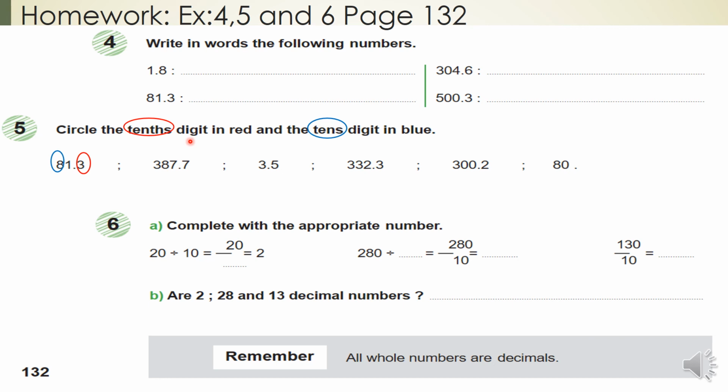Okay? In exercise number 6, we have to complete with the appropriate number. 20 divided by 10, it's the same as 20 over 10. Okay, and 20 over 10, it's equal to 2.0 or it's equal to 2. Okay, are 2, 28 and 13 decimal numbers? Remember, all whole numbers are decimals. Pay attention, okay?